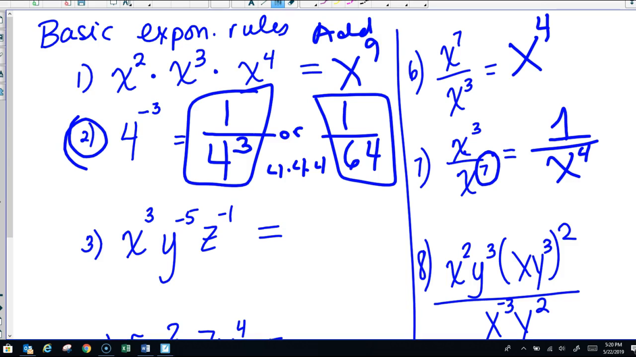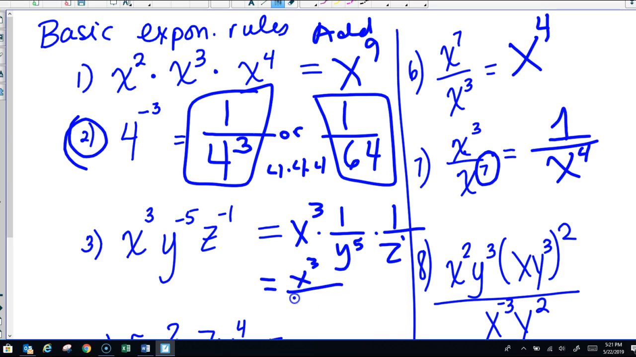Okay, on number 3, some of these are the negative exponents right here. So x to the 3rd is going to stay where it's at. 1 over y to the 5th. And 1 over z to the 1st. Well, they're multiplying, so x to the third times 1 will be up top. And then down bottom, both of these, y to the fifth, z.